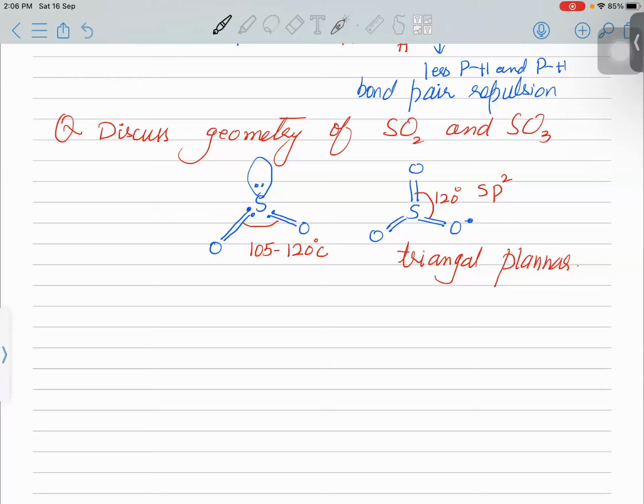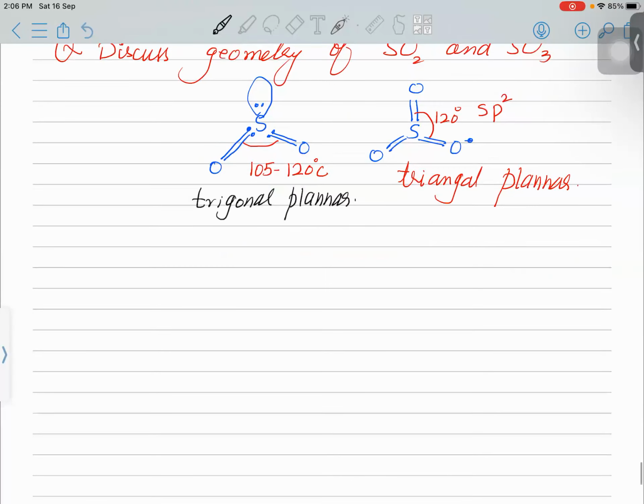Next is shape. Shape is trigonal planar. It's not linear. It is trigonal planar. Now next.